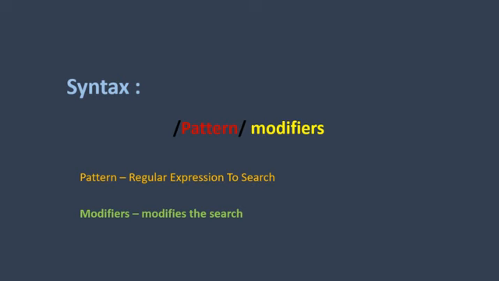This is the syntax of the regular expression, where we have to write a pattern for the data that we are looking for. The pattern is the regular expression that you want to search. The modifiers modify these searches. For example, we have case sensitive and case insensitive, and there are other options which modify the search that we are looking for. And this is the syntax of a regular expression.